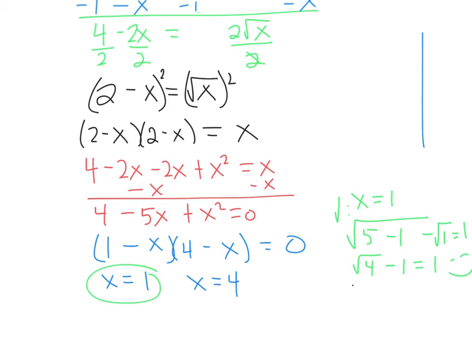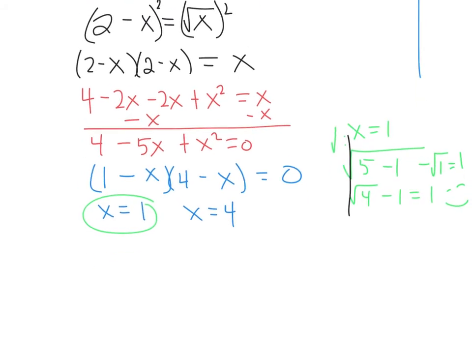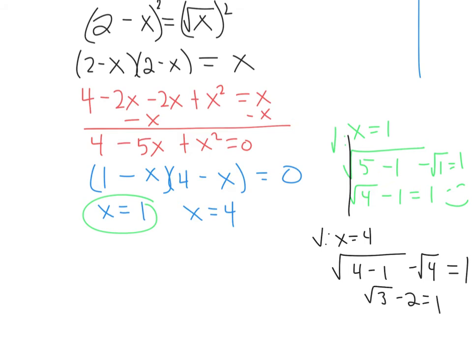And if we check the other problem, x equals 4, does the square root of 5 minus 4 minus the square root of 4 give me 1 whole? Oh, sorry, I messed up. Sorry, the square root of 5 minus 4, which is the square root of 1, minus 2, does that give me 1? No, it gives me negative 1. So x equals 4 is not a solution.